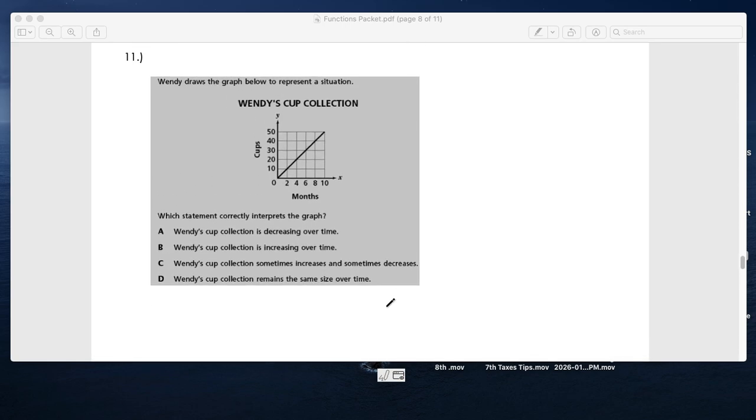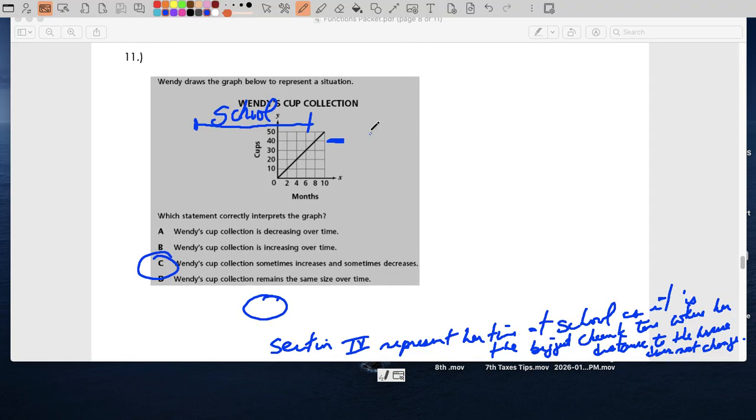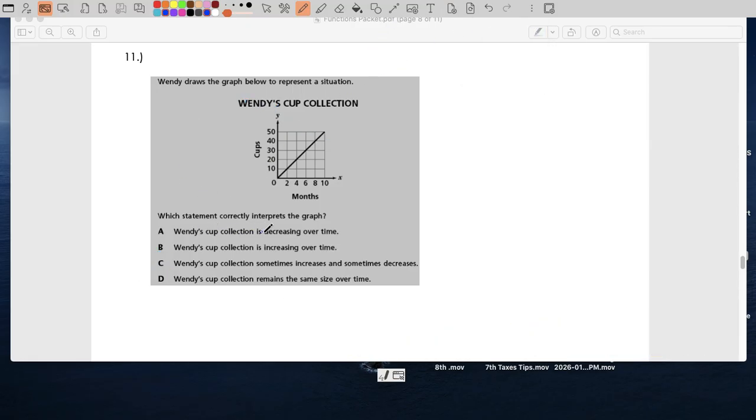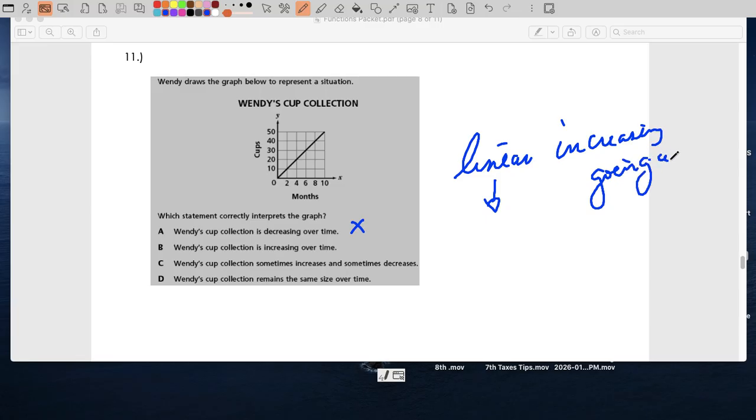Wendy's cup collection. Which statement represents this graph? Wendy's cup collection is decreasing over time? Definitely not. We know it's linear and we know it's increasing, right? So we know two things. It's linear and increasing. So we know it's increasing because it's going up, right? So let me write going up. We know it's linear because it's a straight line, right? And what does that mean?